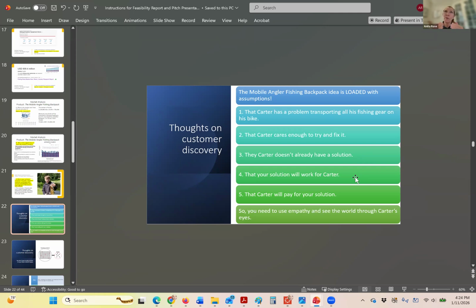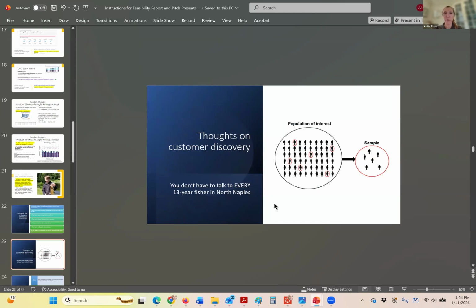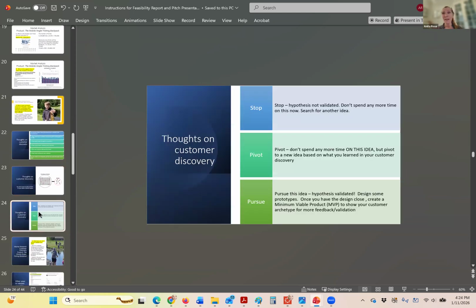So what we want to do is put ourselves in the mind and the eyes of our customer so that we can be empathetic to that customer to come up with a proper solution. And then what we want to do is do some customer discovery. We know we have a large population of adolescents who fish and ride bicycles to fishing holes, but we're not going to interview everyone. We're just going to interview a sample, a small area, a few people, maybe 5 or 10 individuals to find out if the product is a viable product, feasible.